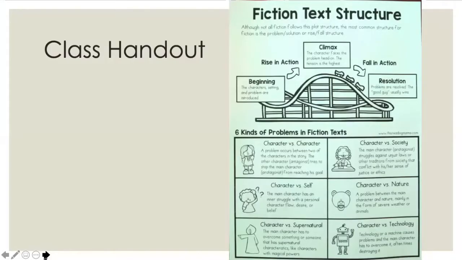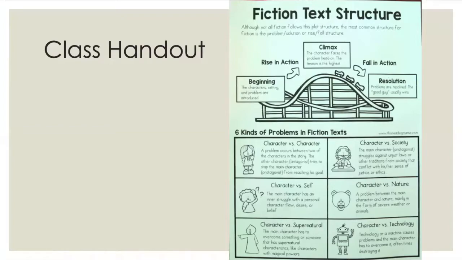So, let's get started. I'm going to hand out this worksheet for you. It's not really a worksheet, it's notes. And on the bottom half, it talks about the 6 kinds of problems in fiction text that we have talked about in the past. But now we're going to move forward to the top of the page that talks about the roller coaster of plot structure.